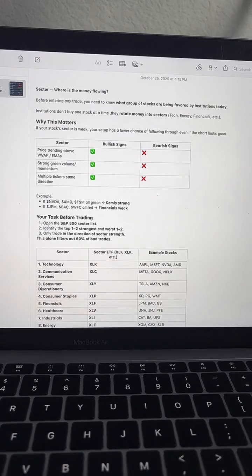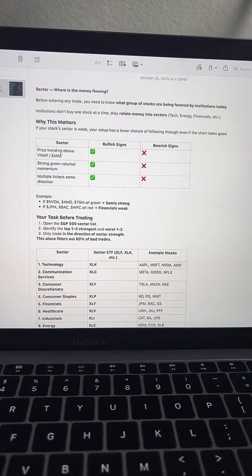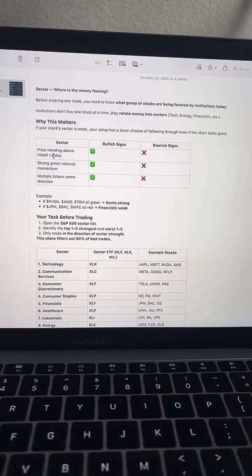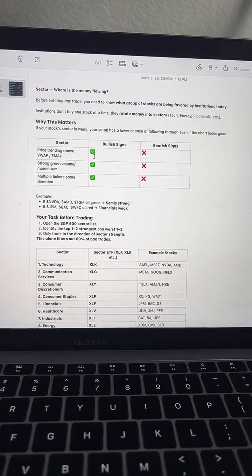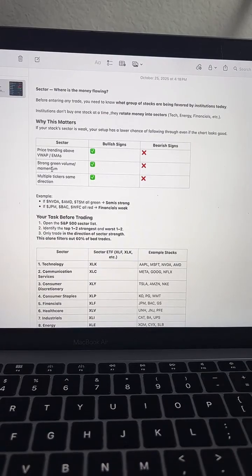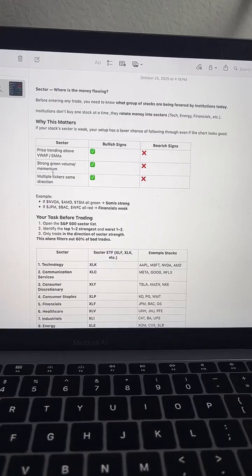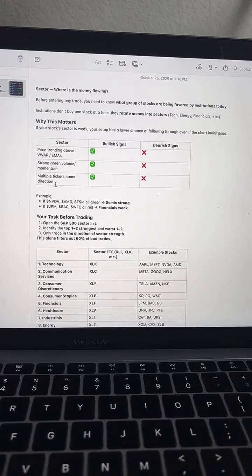All right. So things to look for in your sector: if price is trending above the VWAP or any EMAs, the moving averages, that would be bullish. If it's not, that would be a bearish sign. Okay, if there are strong green volume bars and the momentum is up, that is a sign of the sector being bullish. If you don't have that volume or momentum, that's a sign of it being bearish. If multiple tickers within the sector are trending in the same direction, that is a bullish sign.